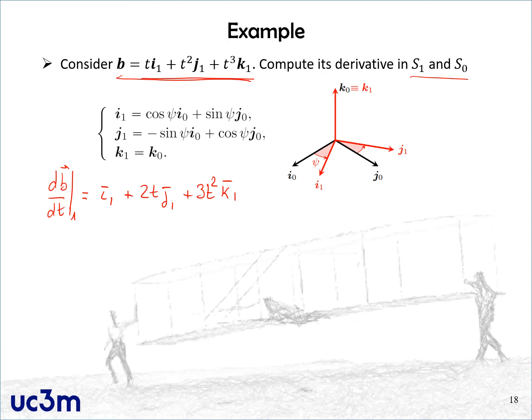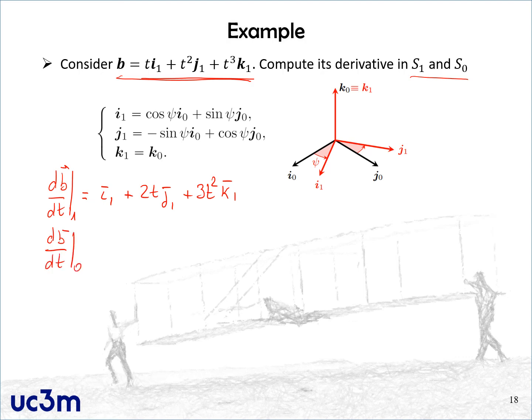What is the derivative with respect to vector basis 0? Now, there are many ways to do that, okay? In this example, I want to bring your attention to that. We can, of course, use the Coriolis theorem that we just saw before.